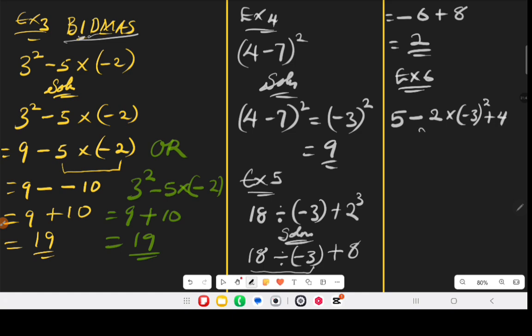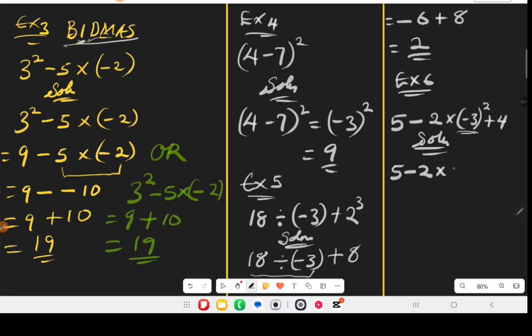Solution. First, using BIDMAS, we have to solve the index. Then we have 5 minus 2 times minus 3 raised to the power of 2 gives us minus 3 times minus 3, which is 9 plus 4. The next step, we have to solve multiplication. If we solve the multiplication, we are having equal to 5 minus 2 times 9 gives us 18 plus 4.